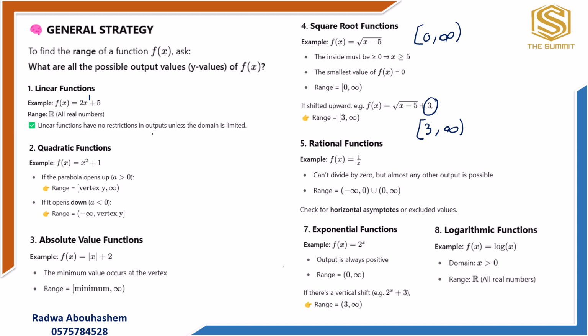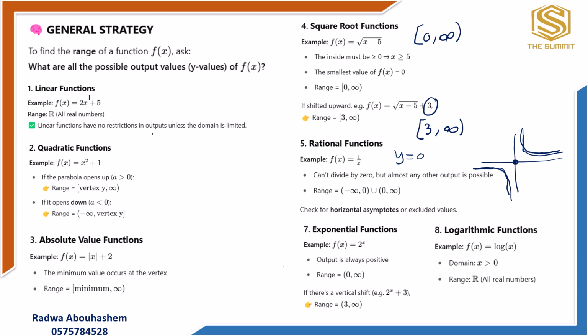Now, for the rational function f(x) equals 1 over x, it could give you a negative number, it could give you a positive number, but remember that we cannot divide by 0. If you remember the graph of the rational function, it would be like this. There is a horizontal asymptote in this case, which is y equals 0, because the graph here does not touch 0 at all.